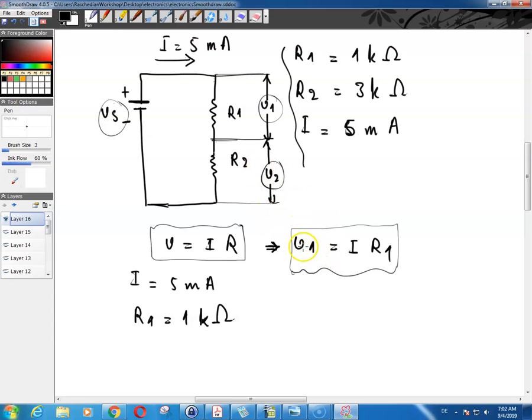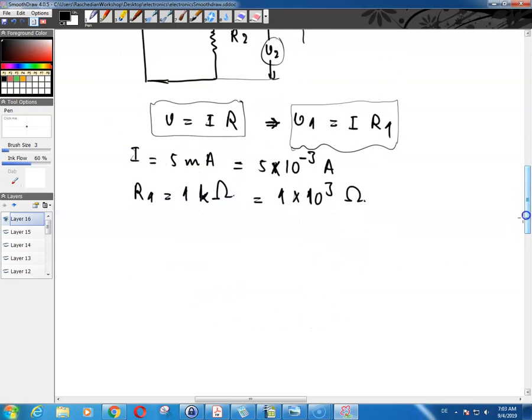So now I want to calculate V1. So V1 is I times R1. So I can write it as, for example, 5 milliamps, I can write it 5 into 10 raised to the power negative 3 amps, and 1 kilo ohm I can write it as 1 into 10 raised to the power 3 ohms. Of course, you can multiply them together as well, because kilo and milli will simplify together, but that might actually confuse you.